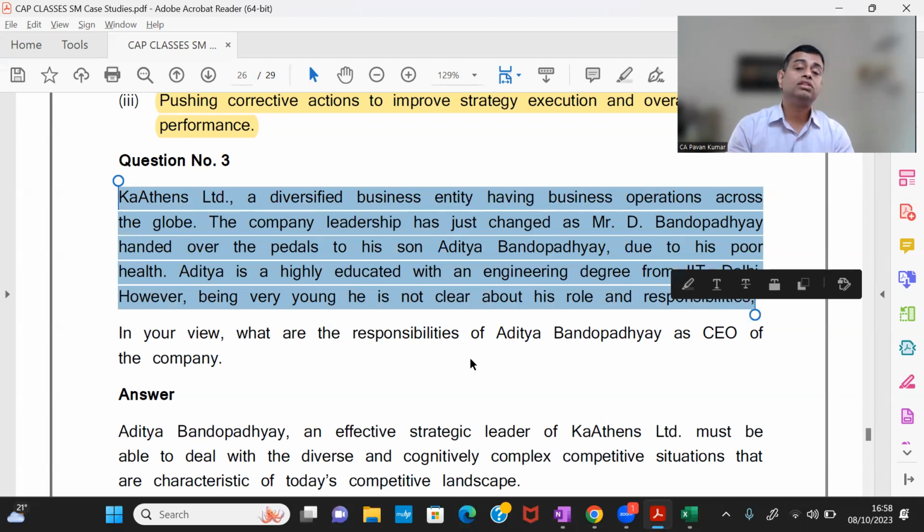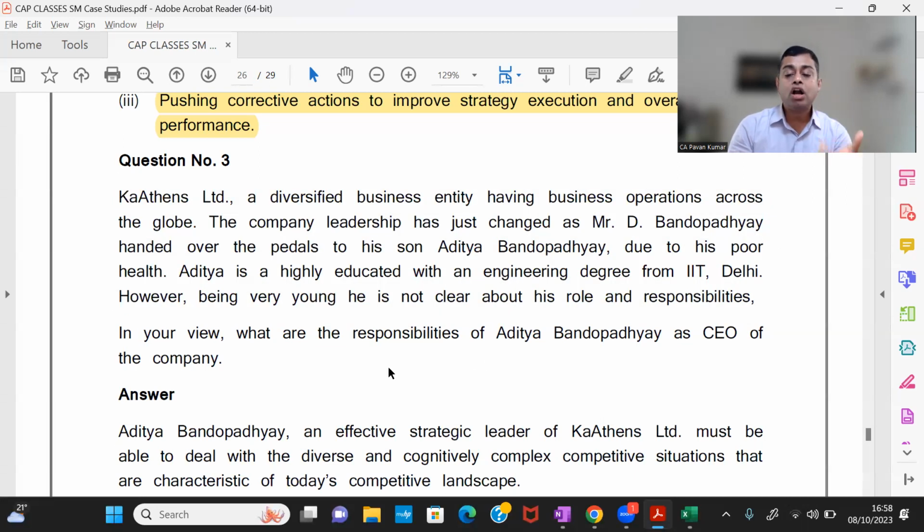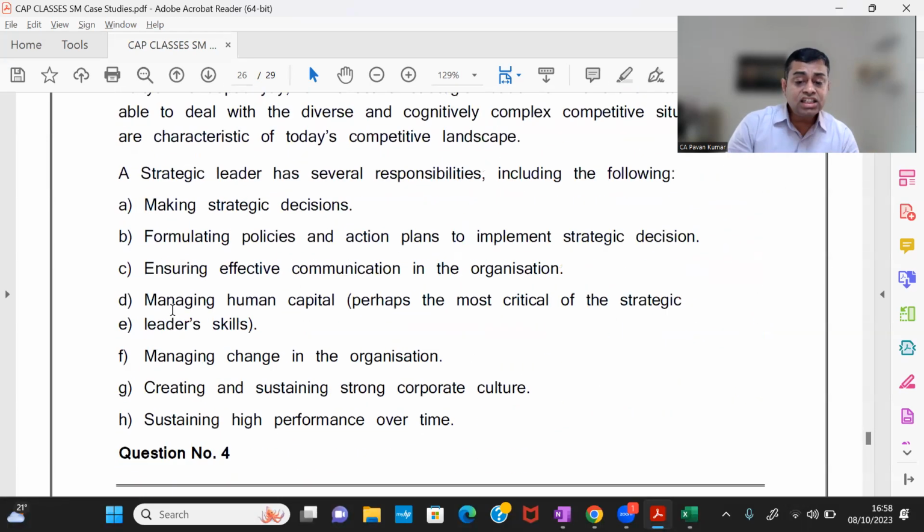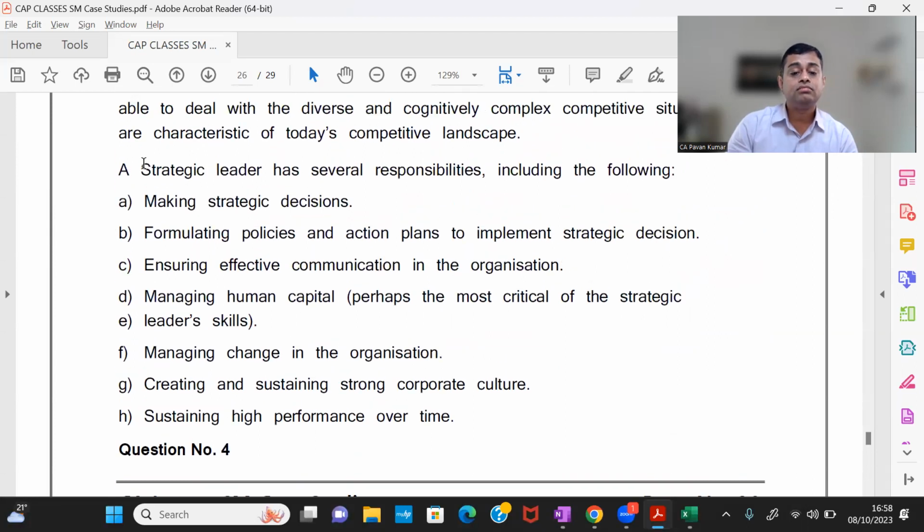This has nothing to do with the answer. So simply they're asking you, what are the responsibilities of the CEO of a company? Full stop. Your answer is also theoretical. As a strategic leader, he has several responsibilities. One, making strategic decisions, formulating policies, formulating action plans to implement strategic decisions, ensuring effective communication in the organization, managing human capital, managing changes in the organization, creating and sustaining strong corporate culture, sustaining high performance over time.